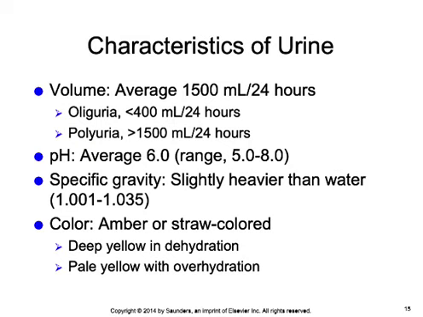Urine is deep yellow when you're dehydrated, and it's pale yellow when you're overhydrated. The pH of urine varies with your diet and can range from alkaline to acid. A high urinary specific gravity indicates dehydration, because you're lacking the total body water used to dissolve and eliminate the solutes.